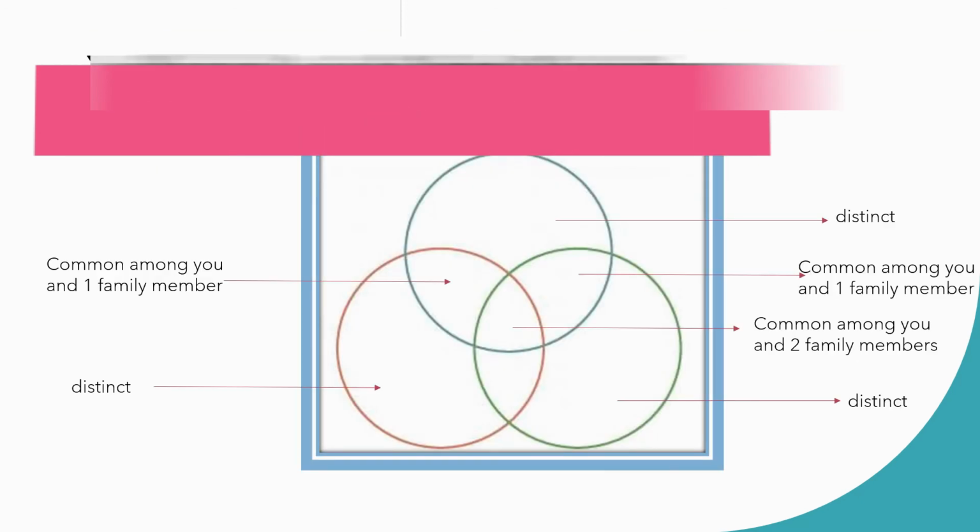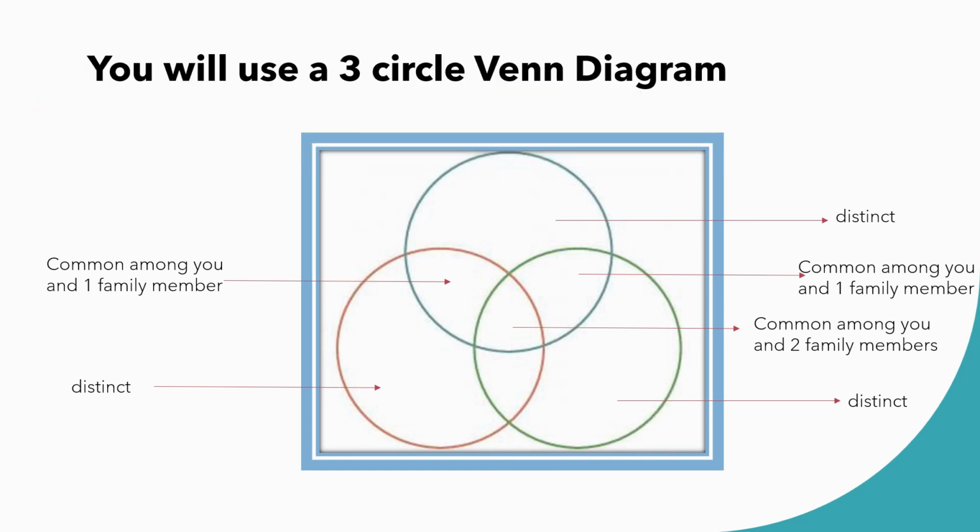On that performance task, you are going to use a 3-circle Venn diagram. Do not forget to label each circle with you and the name of 2 of your family members. The first thing you need to do is to find the common characteristics among the 3 of you. As you can see, there is an arrow with common among you and 2 family members, or common characteristics. Next, the common characteristics of 2 family members, or their intersection. So we have common among you and 1 family member and another common characteristics among you and 1 family member.